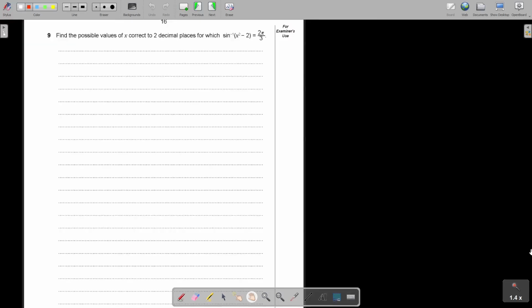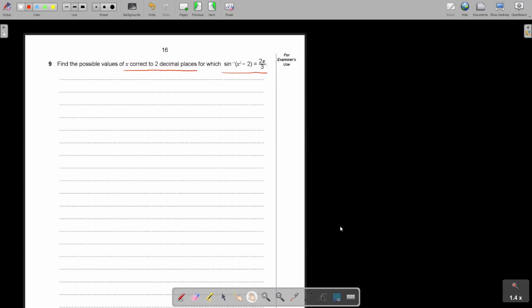Question number 9. Find the possible values of x. Oh, and if you see something like that, underline "correct to 2 decimal places". And then it's still trigonometry. Okay, so we are still in chapter 4 in the Y equals mx plus c mathematics textbook, trigonometry.